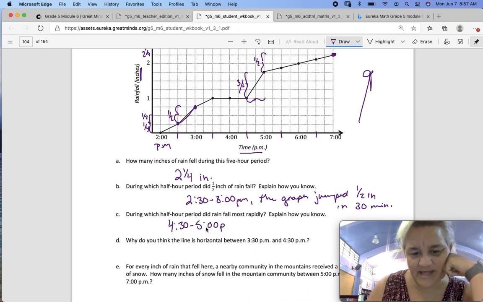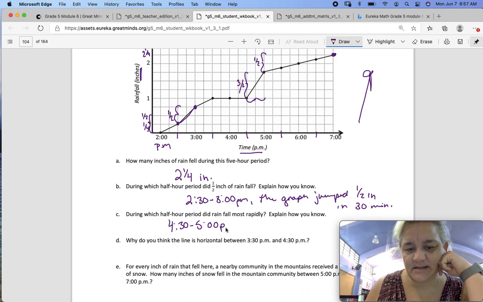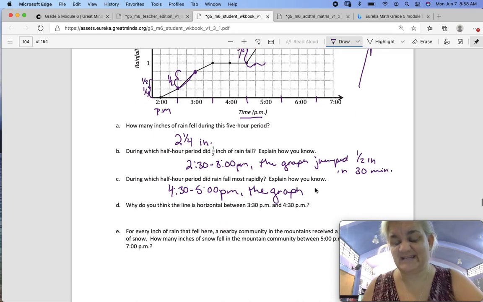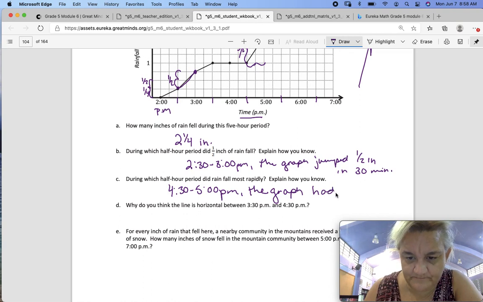And how do we know that? Well, we know that because the graph had its largest increase at that time.